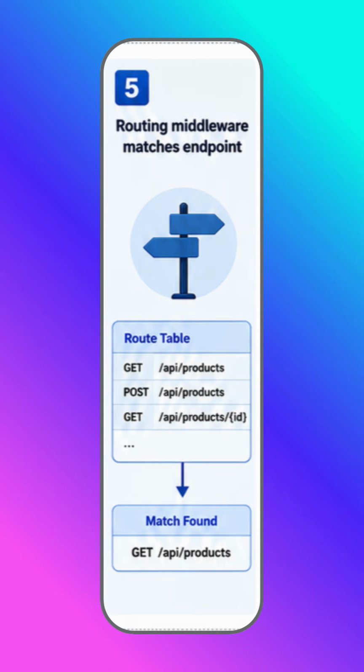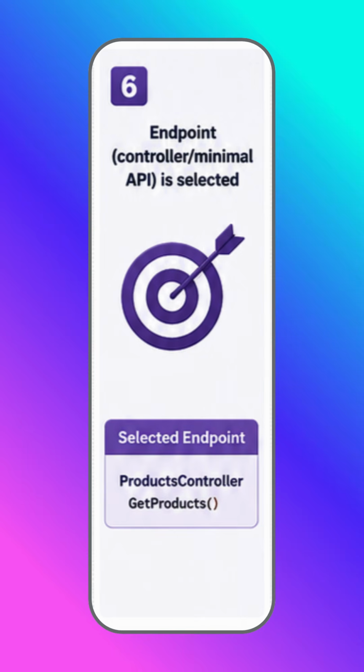5. Routing. Middleware matches endpoint. Routing checks the request URL and identifies the matching controller or API endpoint. 6. Endpoint is selected. ASP.NET Core selects the appropriate controller action or minimal API endpoint to execute.